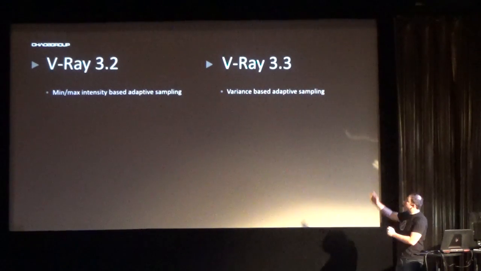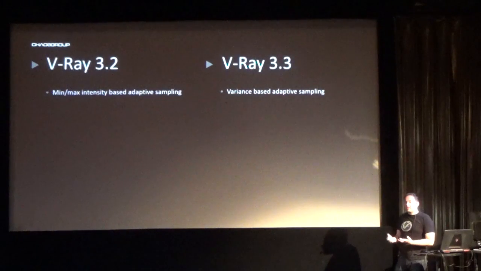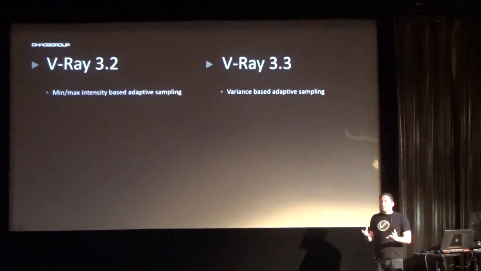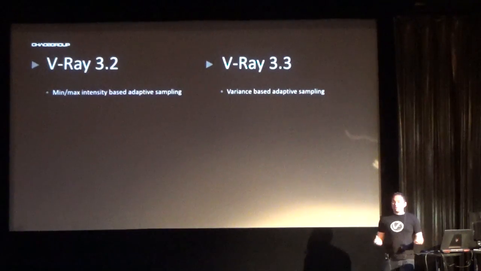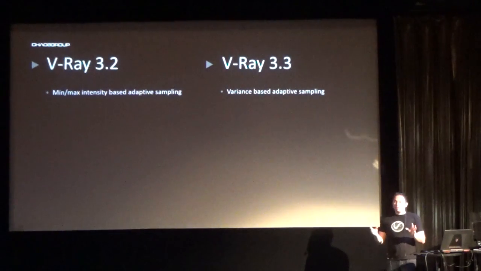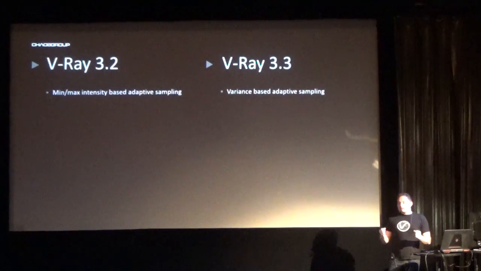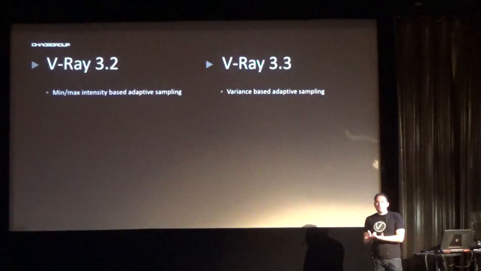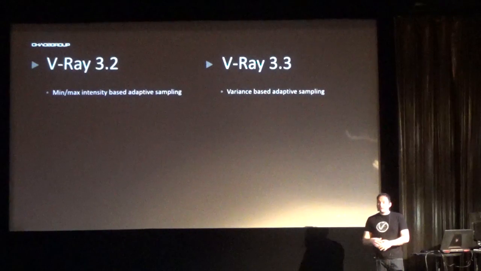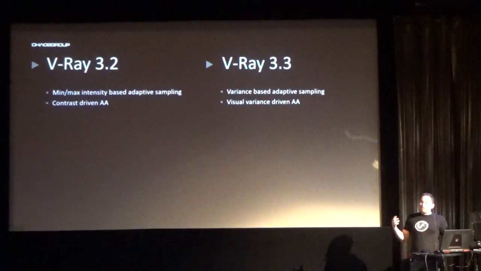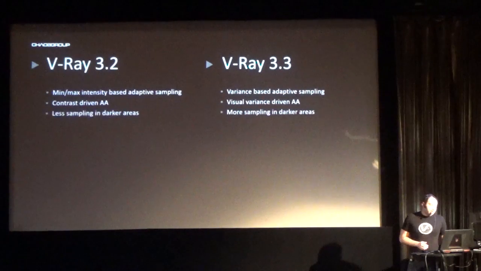So now, with V-Ray 3.3, we changed that. We changed it into a variance-based sampling, and this is not exactly the same. You can think of it as a percentage of noise across the whole image. It's not individual intensity comparison anymore. So basically, you can again think of this in an alternative way, as the perceptual noise that we see in the whole image. And V-Ray knows about the whole image. It's aware of the whole noise of the picture. So that was the contrast driven. Now we have visual variance driven anti-aliasing.